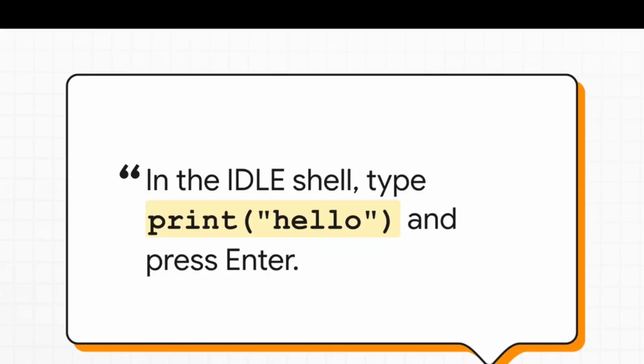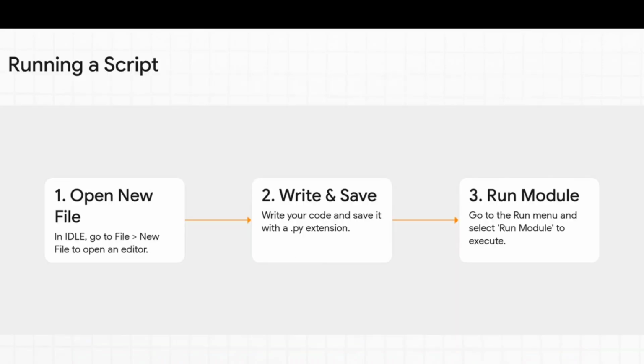When IDLE opens, you'll see what's called an interactive shell. It's kind of cool. You can type a line of code, hit Enter, and see what happens right away. So let's try it. Type print with the parentheses and quotes, and hit Enter. And boom, it prints hello right back at you. Instant gratification.